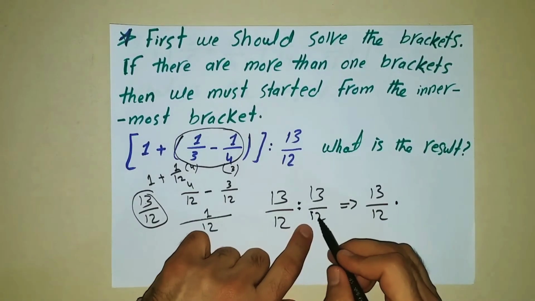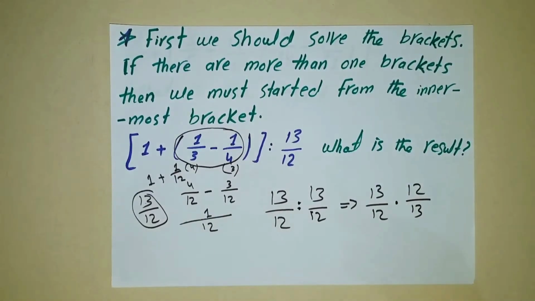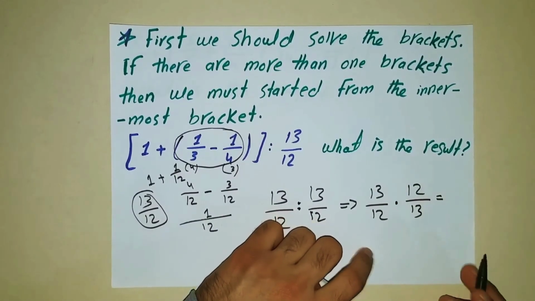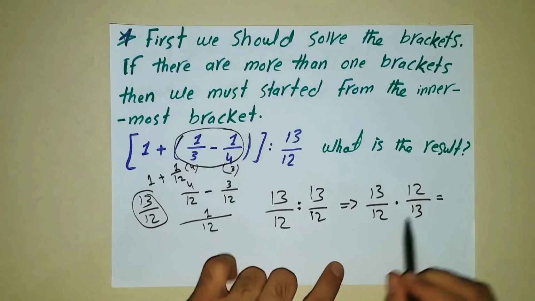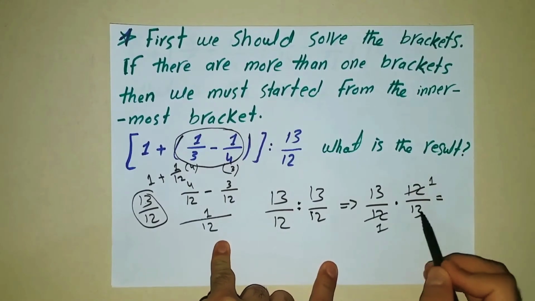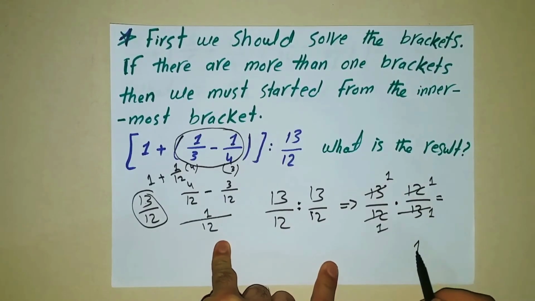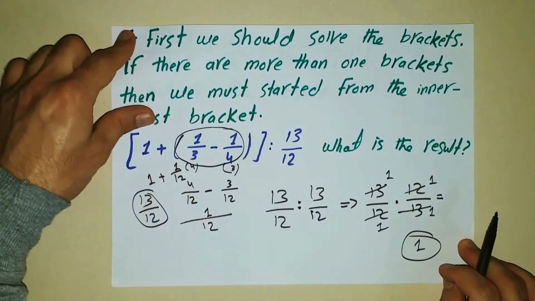Now it is 13 by 12, I will write it 12 by 13. Now I will see if we can simplify. Yes, we can simplify with 12: 12 ones are 12, 12 ones are 12, and 13 with 13. So our result is 1. Our final result is 1.